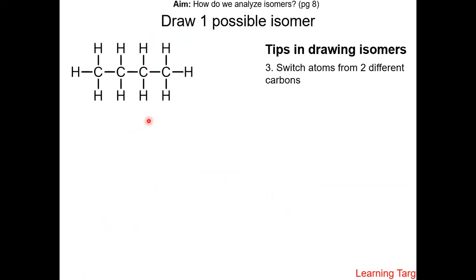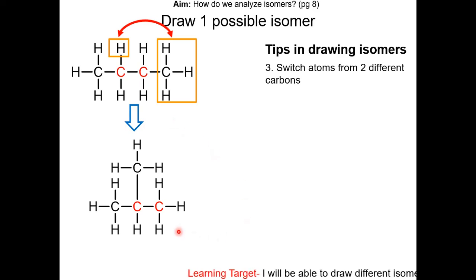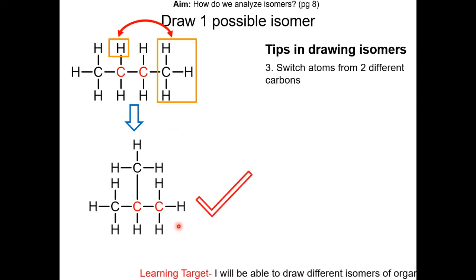Now let's try switching atoms from 2 different carbons. So I highlighted the 2 different carbons red. We're going to switch the hydrogen from this carbon and this carbon that's bonded to this carbon here. By switching these 2 groups, we get this molecule. This molecule is an isomer.